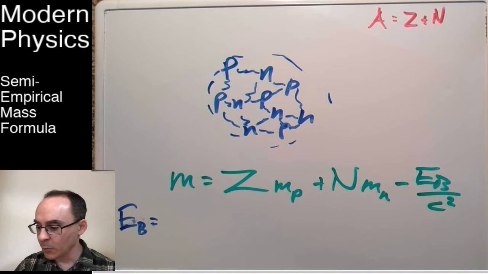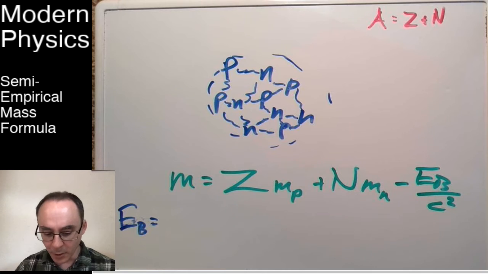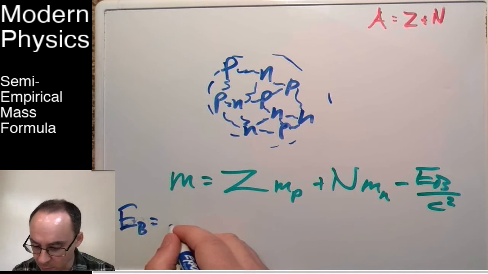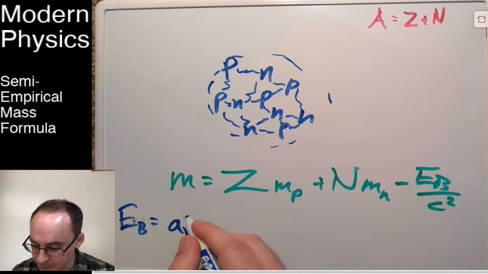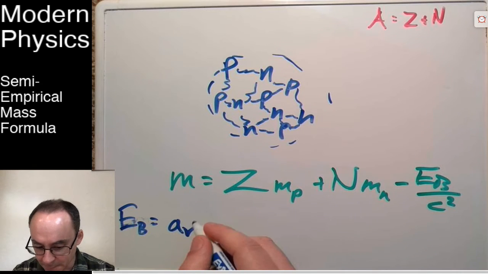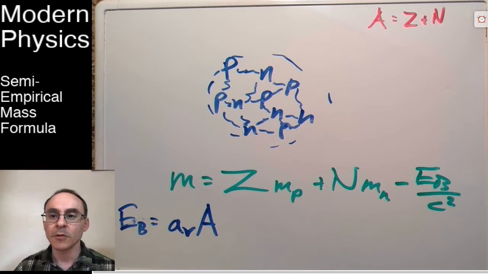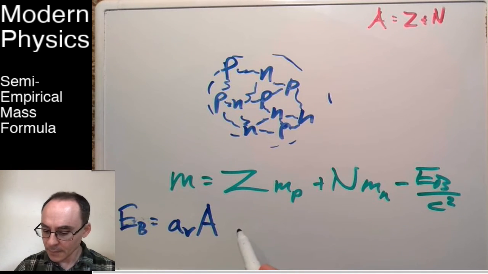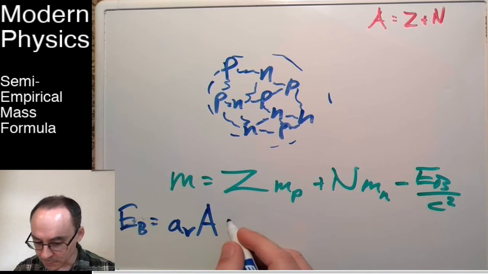So volume is proportional to the number of particles, and the number of bonds is proportional to the number of particles. So our volume term expresses that the bond energy is mainly due to some unknown coefficient that we will fit, times A, the total number of particles. So that's the first term.